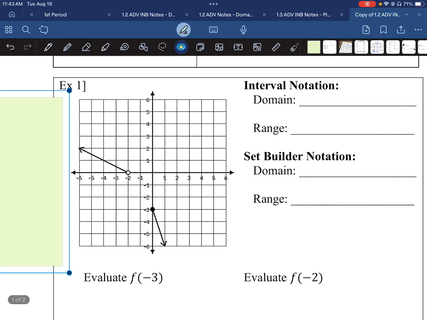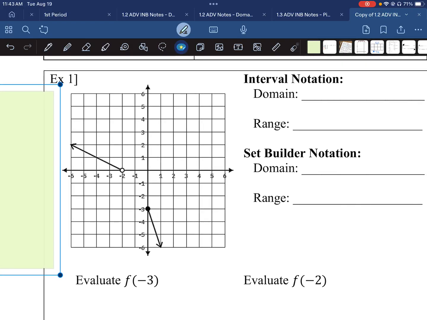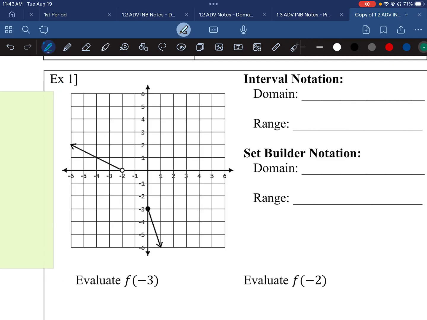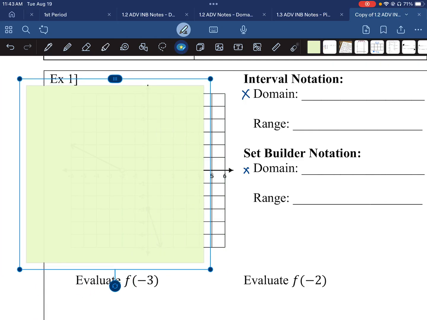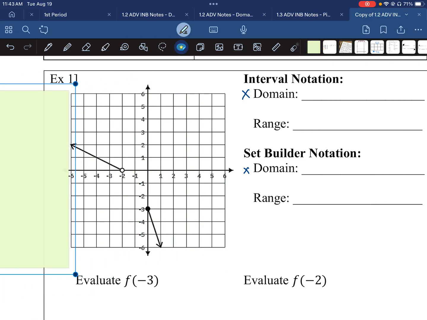Okay, so let's try a two-dimensional example. We are going to do domain and then range. So domain works with your x's, so that's going to be left to right. So we're going to take the guide that we have, and we're going to start on the left, and we're going to drag across to the right. As long as your guide is touching part of your function, you do not have to stop.